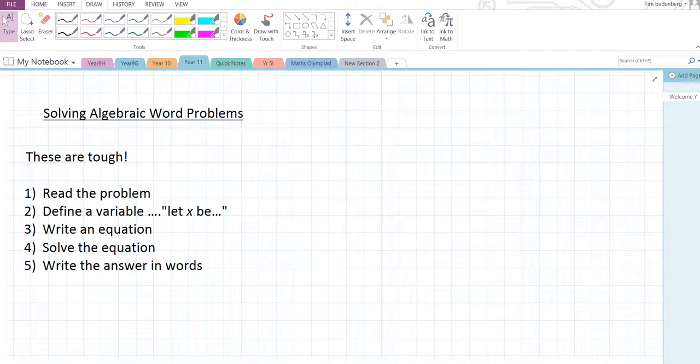Good morning, Year 11s. Today we are continuing linear algebra, and today we are attempting to tackle the toughest section of linear algebra, and that is solving algebraic word problems. Now these are tough because there's no perfect way that we can attack them that will always work.